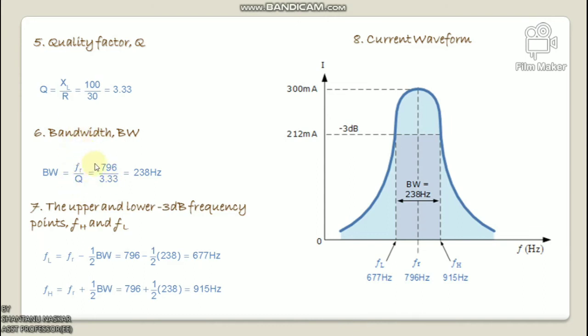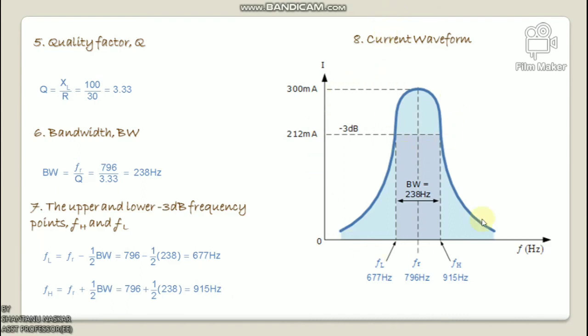We know all the values, so bandwidth is 238 hertz. Number 7, the upper and lower minus 3 decibel frequency points, which are FH and FL. So FL equals FR minus 1 by 2 bandwidth. So 796 minus 1 by 2 of 238, which is 677 hertz. And FH equals FR plus half bandwidth. So 796 plus half into 238, which is 915 hertz.